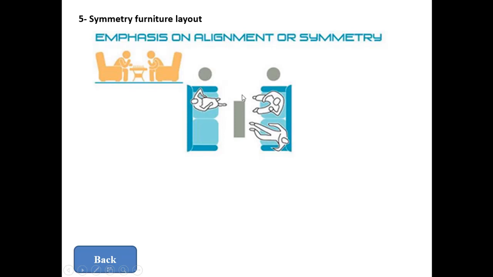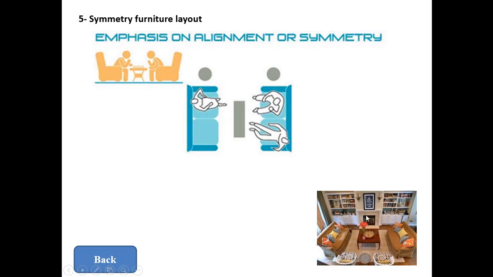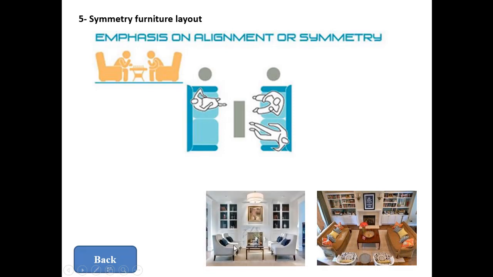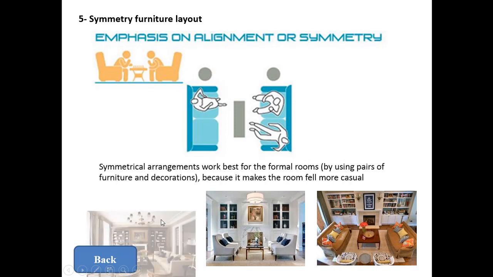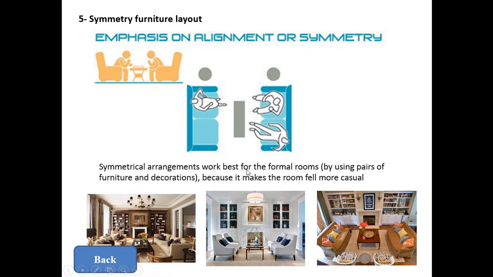Symmetry: if we draw a line, the right side is exactly equal to the left side as we see here. This is the line, right side is equal to left side, right and left, right and left. Symmetrical arrangement works best for formal rooms by using pairs of furniture and decorations, while asymmetry makes the room feel more casual. So this is the symmetry furniture layout.